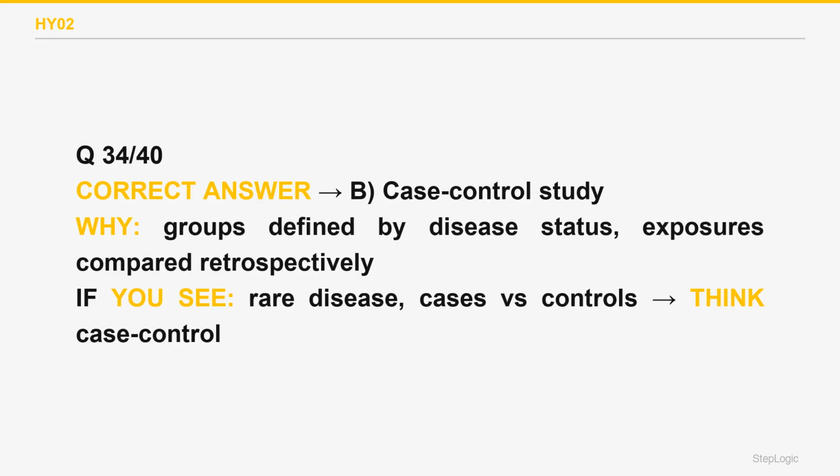A cohort study defines groups by exposure and follows them forward for the outcome, the reverse of starting with disease status. Choice A wrong. A cross-sectional study measures exposure and disease at the same moment, without the case versus control structure described. Choice D wrong. Selecting by disease and looking back at exposure is a case control study.